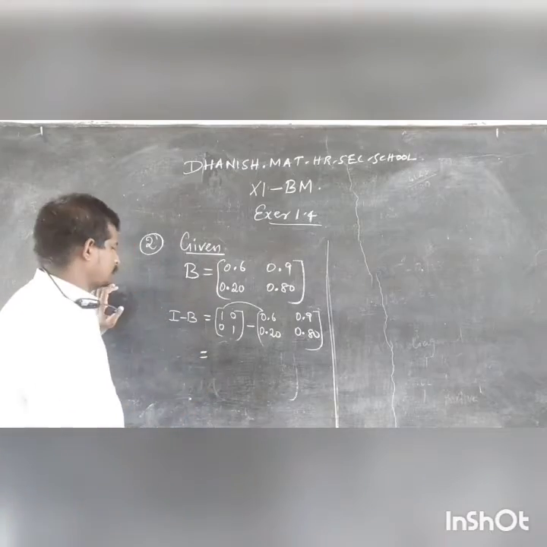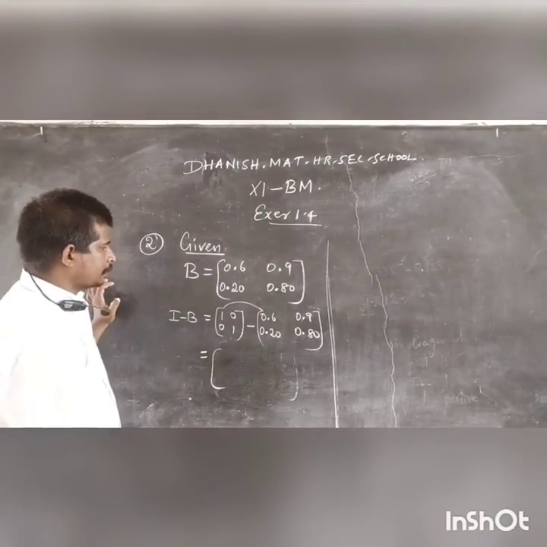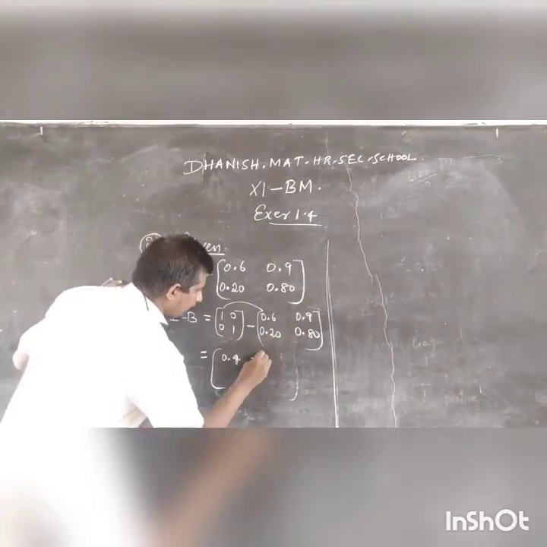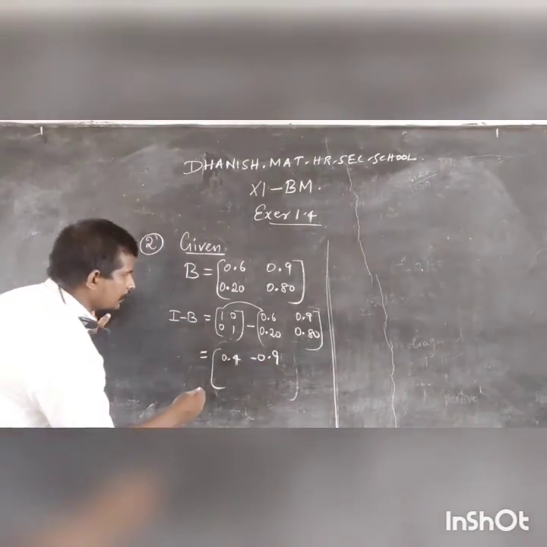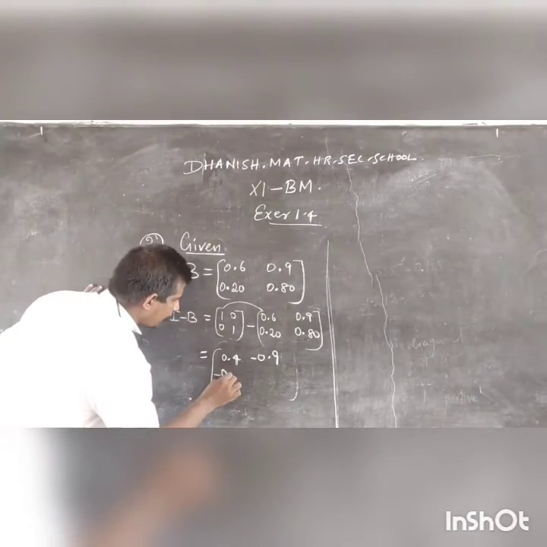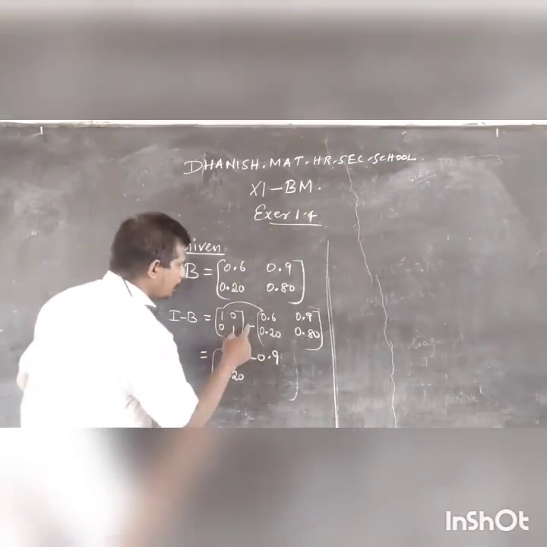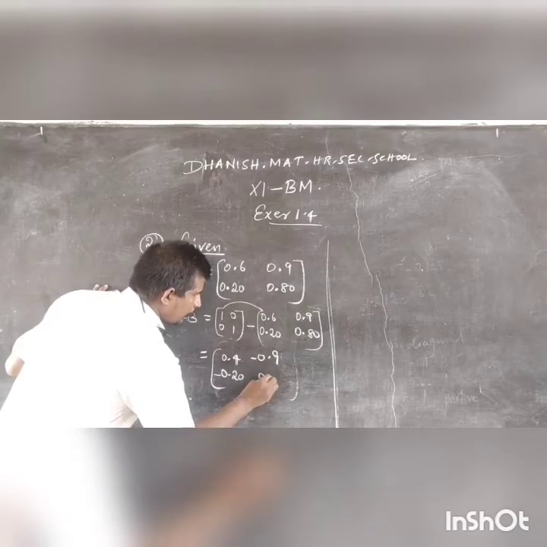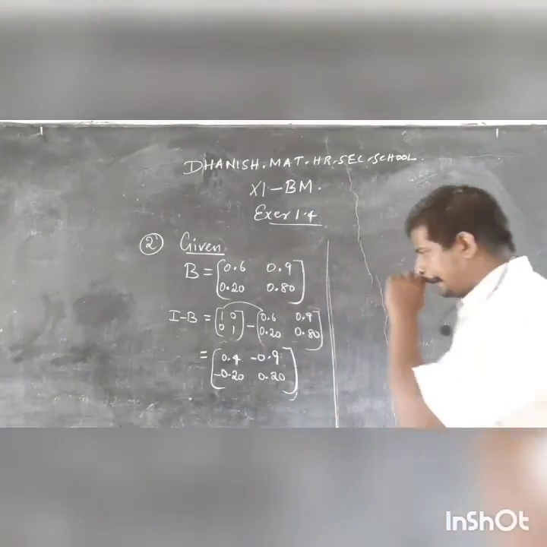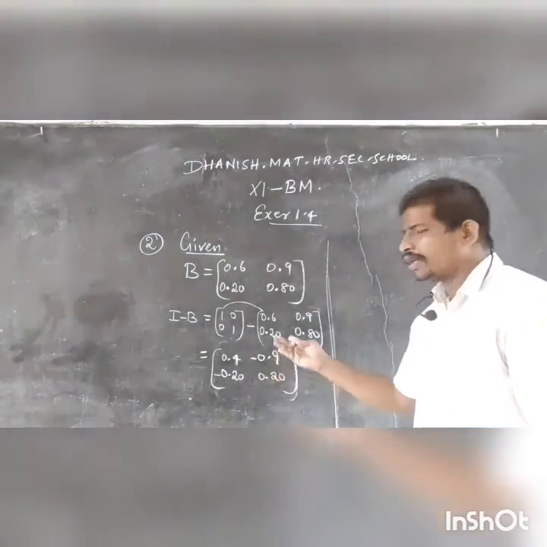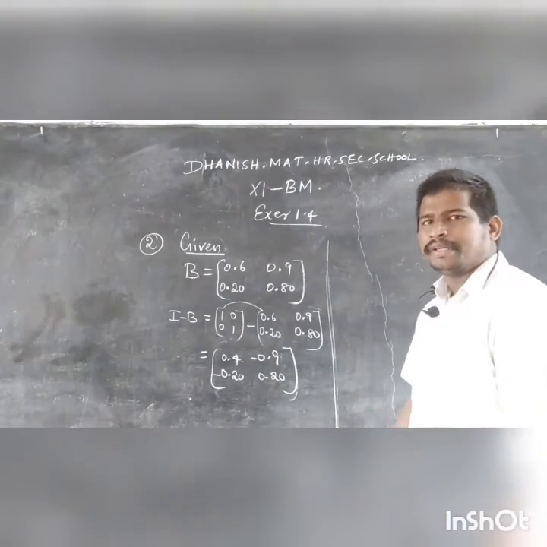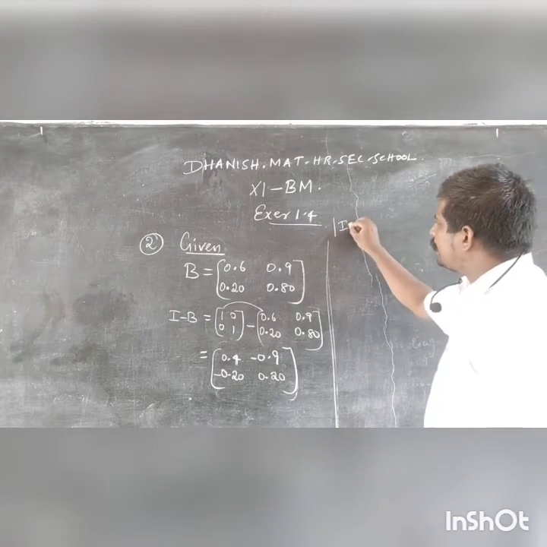That is, we get 0.4, minus 0.9, minus 0.20, then 1 minus 0.8 is 0.2. Here look at our main diagonal elements. The main diagonal elements are positive. So the first Hawkins-Simon condition is satisfied.